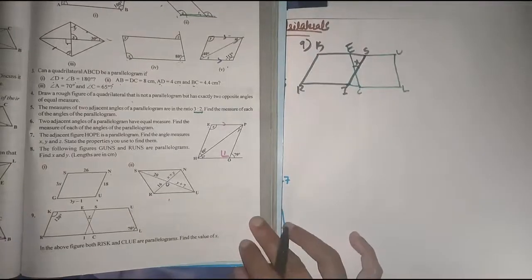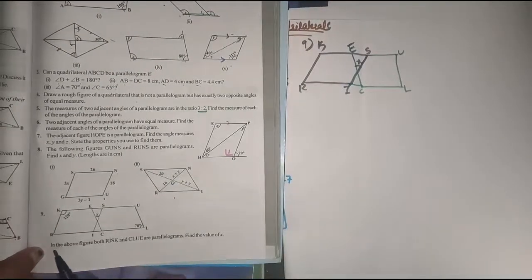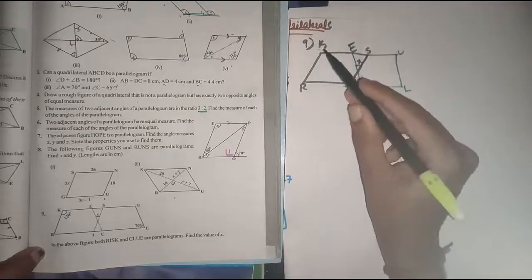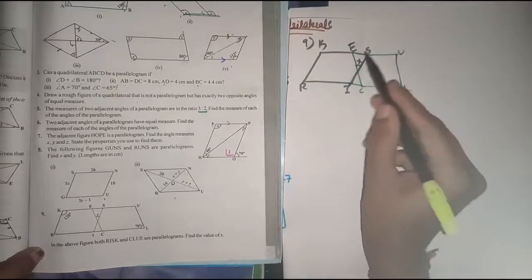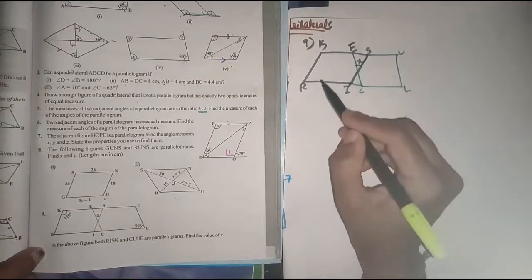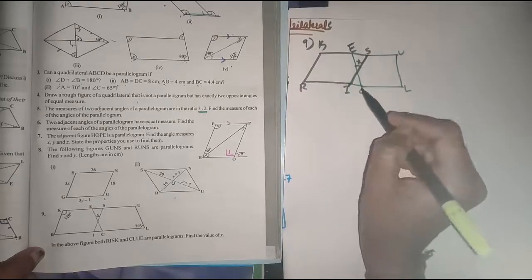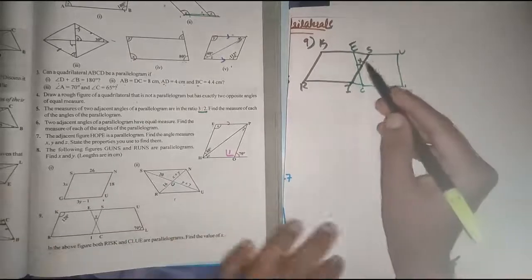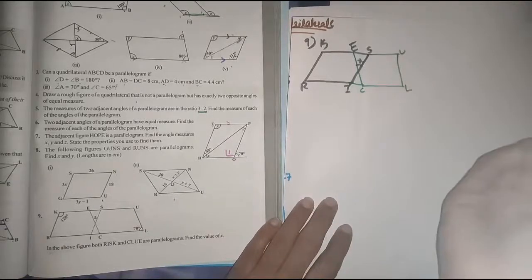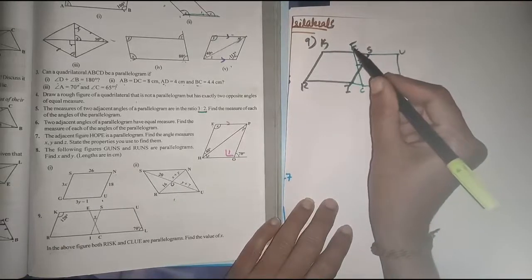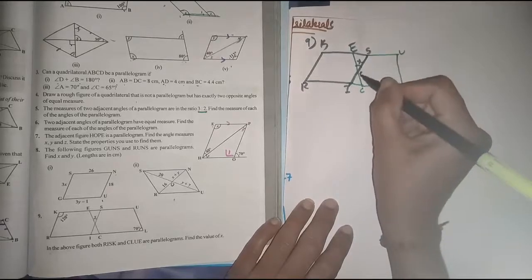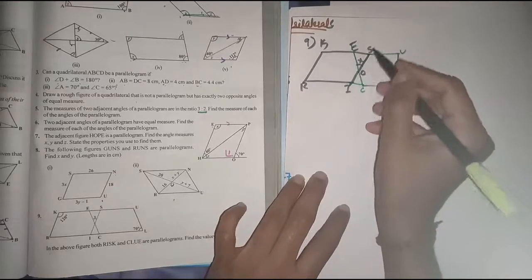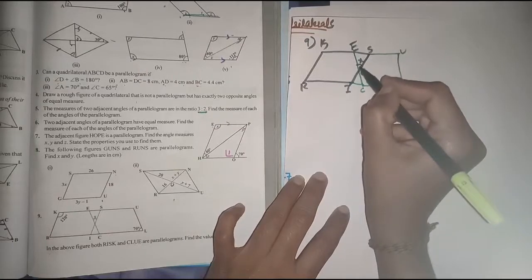Here the ninth question is: in the above figure, both RISK and CLUE are parallelograms. You have a clear diagram here, this one in black and this one in green. RISK and CLUE are parallelograms. Find the value of x. We can find this easily. Here we have triangle ESO, where I call this point O. In ESO, we need to find x.